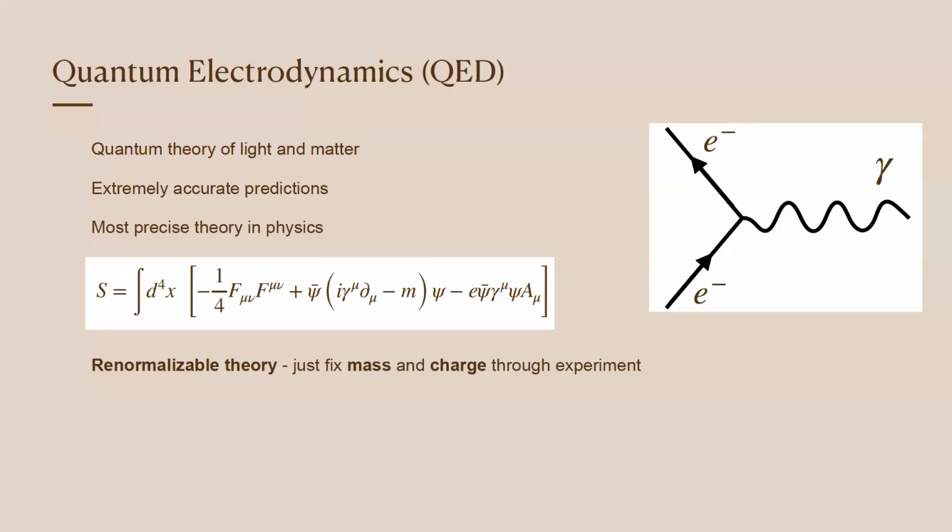Okay. So quantum electrodynamics is a renormalizable theory. That means this theory has no infinities. Just fix the mass and charge. We have the charge here, we have the mass here, and we do some experiments, fix the mass and charge, and put that into the theory, and it removes the infinities. So this theory is renormalizable, and it is the most precise theory in physics. The theoretical predictions agree extremely well with experiments.